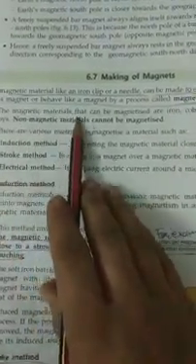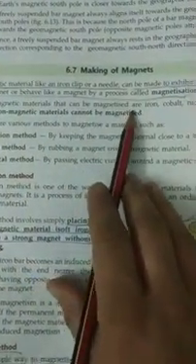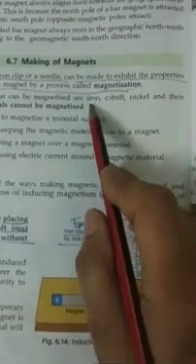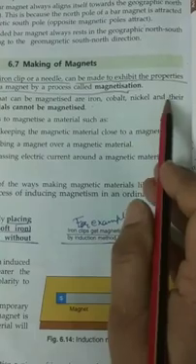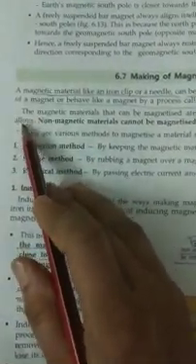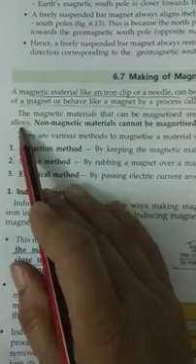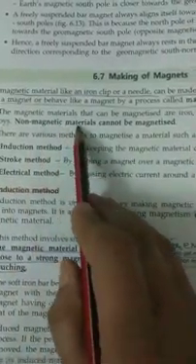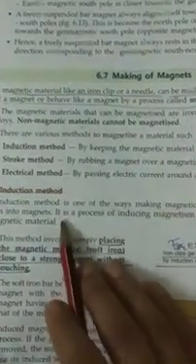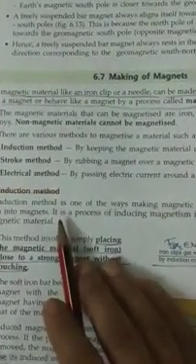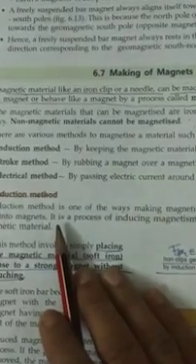The magnetic materials that can be magnetized are iron, cobalt, nickel and their alloys. In the first video I explained what an alloy is. Non-magnetic material cannot be magnetized. And what is non-magnetic material? That material which is not attracted by a magnet.